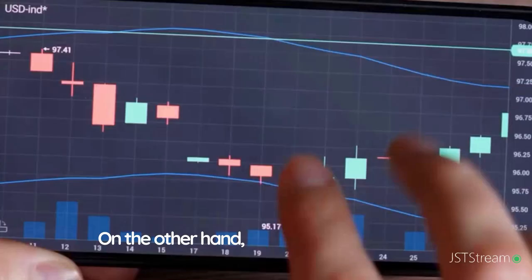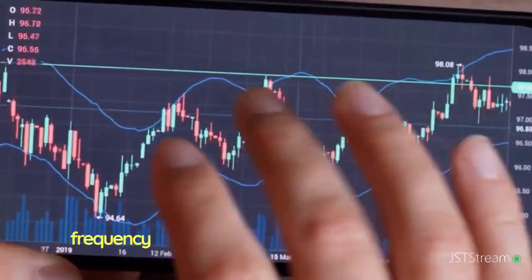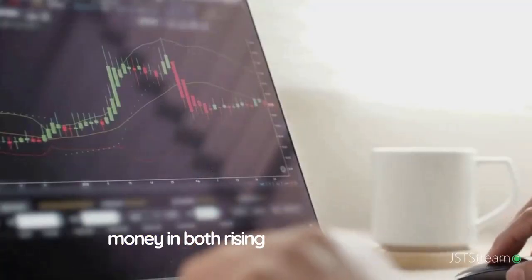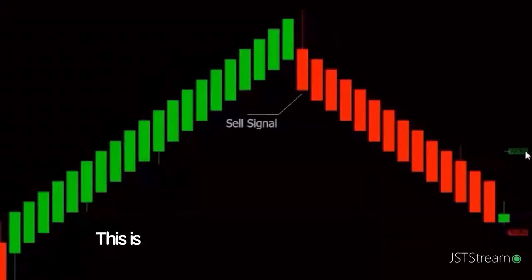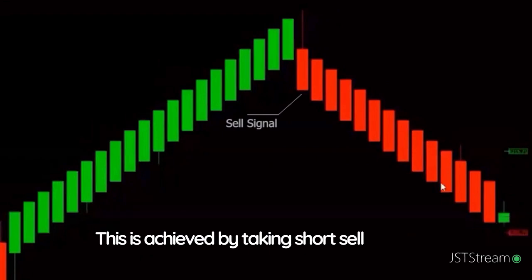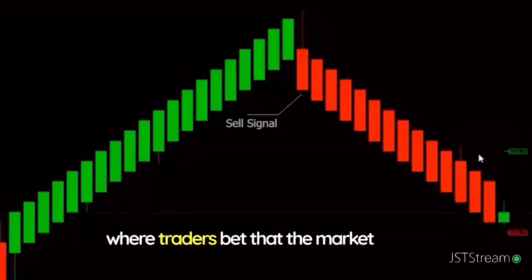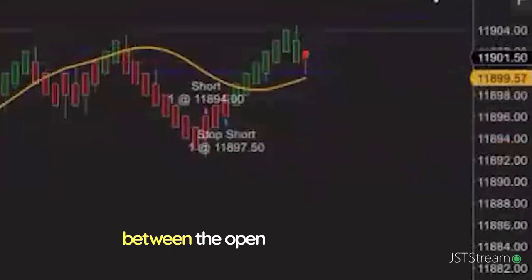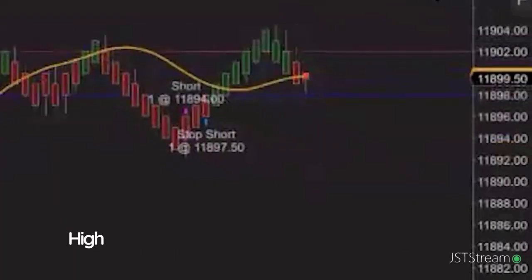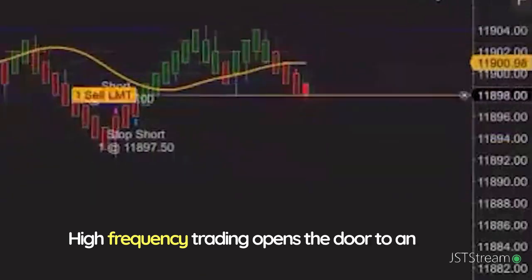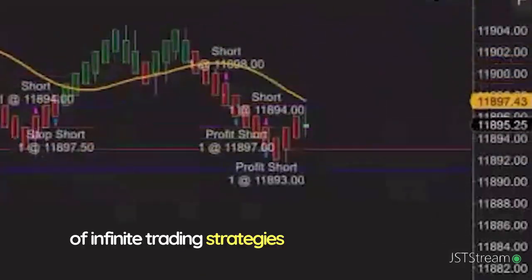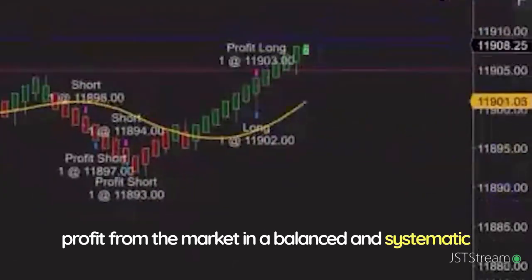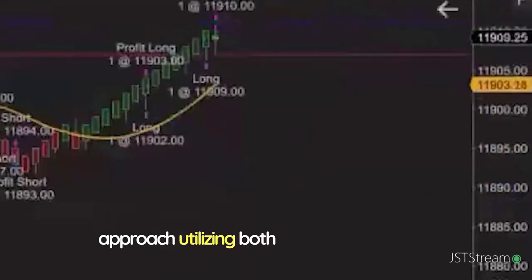On the other hand, trading, specifically high-frequency trading, offers the opportunity to make money in both rising and falling markets. This is achieved by taking short sell positions, where traders bet that the market will go down, allowing them to profit from the difference between the open and closing prices. High-frequency trading opens the door to an array of infinite trading strategies that can be created to profit from the market in a balanced and systematic approach, utilizing both sides of the market.